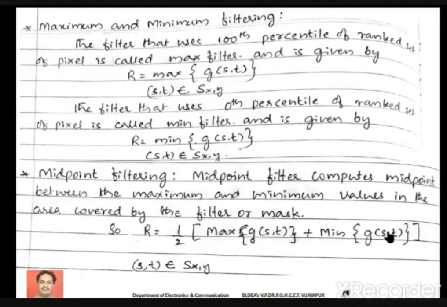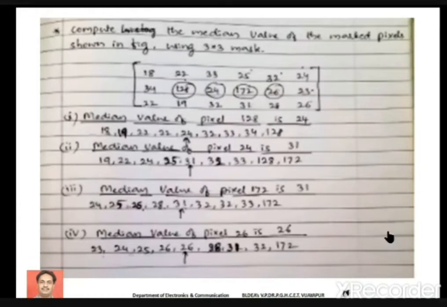We have one example on the median filters. Before that, we'll discuss how to get the median value. Probably you might have studied it in mathematics, but just try to recall. To get the median, we arrange the values in ascending order and the middle value is taken as the median. If you have an odd number of values, it is very simple: just arrange the values in ascending order and take the middle one as the median.